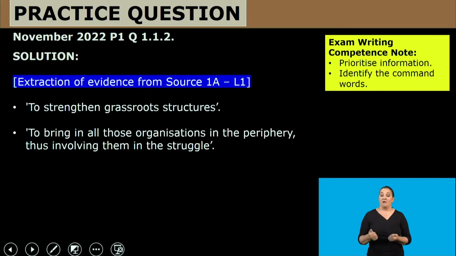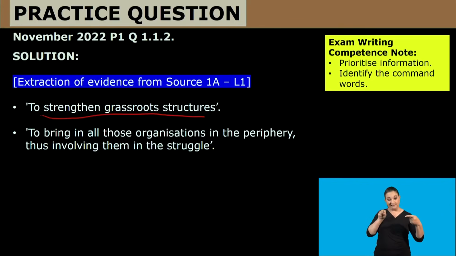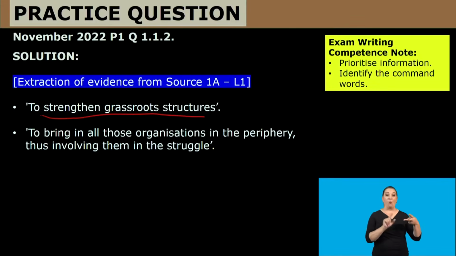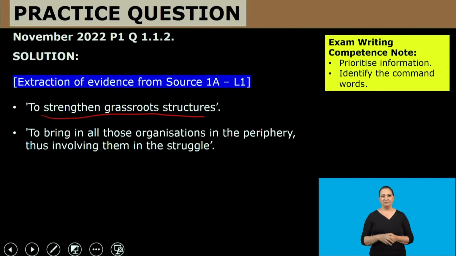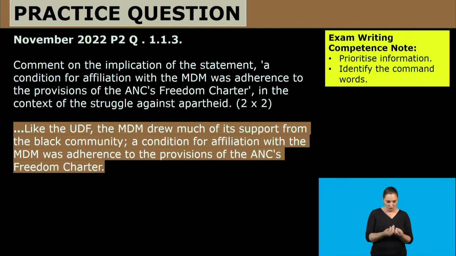Now, possible answer there is to strengthen the grassroots structures. Straight extraction from the source. You're not analyzing, you're not explaining, you're just taking the information as it is. To bring all those organizations in the periphery, thus involving them in the struggle. So that is how you extract relevant information from the source. Now let's look at another example there.